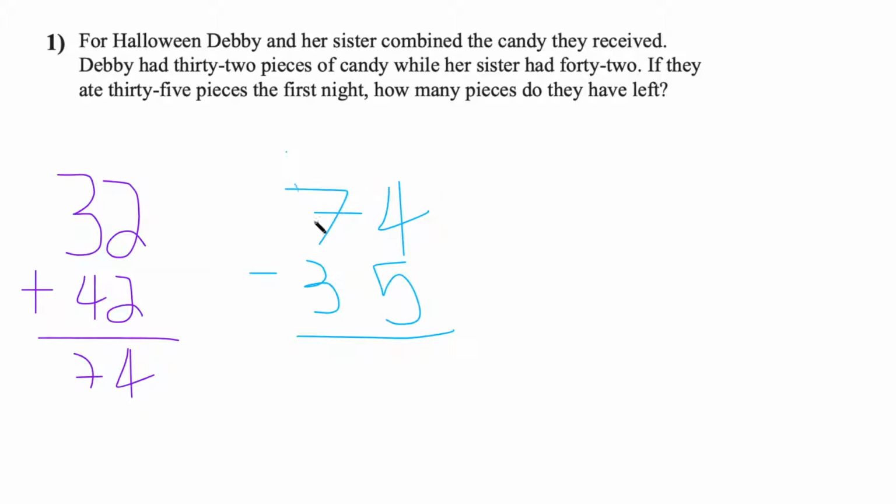So we know this. We have to do some borrowing, which we know how to do. 14 minus 5 is 9, and 6 minus 3 is 3. So we know that they have 39 pieces left, which we're going to circle because that's our final answer. So this is our first example of the multi-step word problem using addition because of the word combined and subtraction because of the word ate, because we know that ate means that they are no longer there.